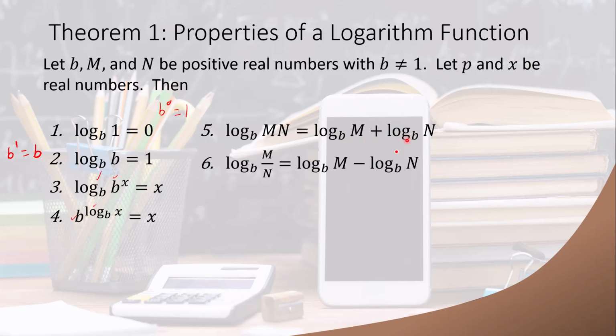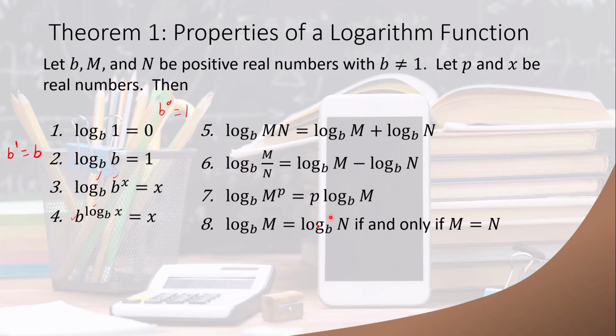logarithms. This is the quotient property. This says that the log of the quotient of m over n is equal to their difference, log base b of m minus log base b of n. And we have the power property, which says that the log base b of m raised to the p power is equal to p times the log base b of m.